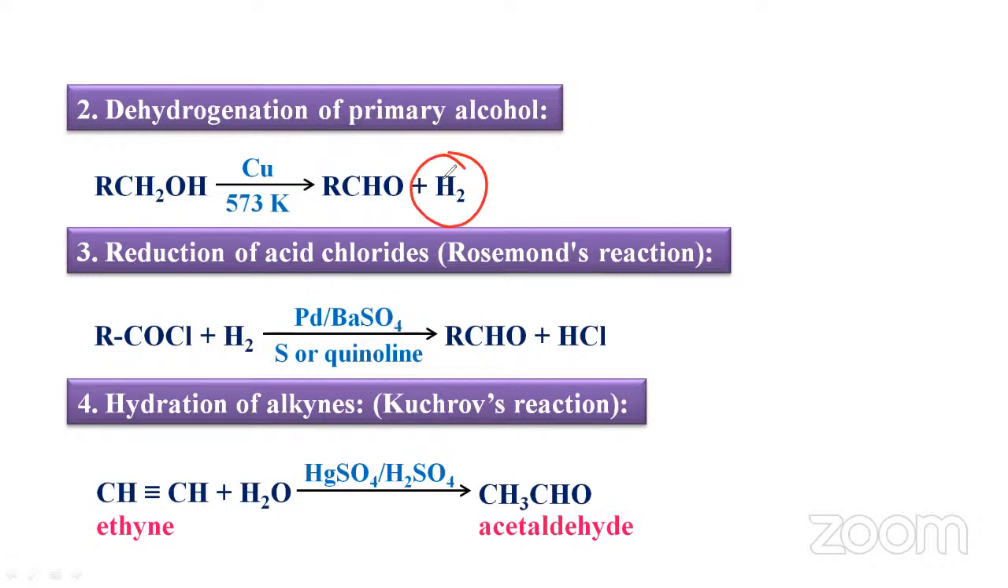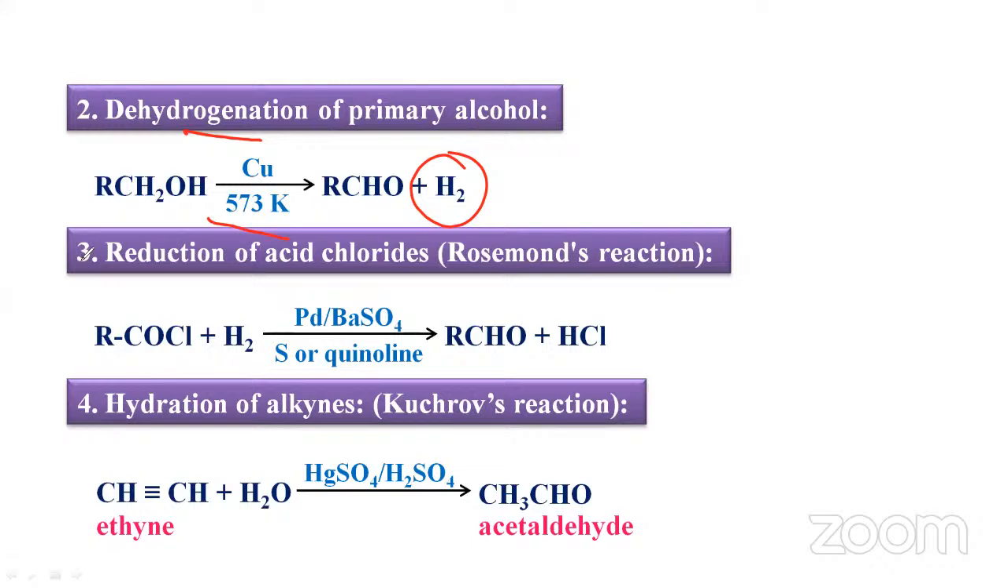So there is a metal, that is copper metal, taken at a temperature of 573 Kelvin. It yields what? Alcohol is converted into aldehyde. Okay, so this is a dehydrogenation reaction. Then next is reduction. Reduction is what? Addition of hydrogen, right? Reduction is addition of hydrogen.